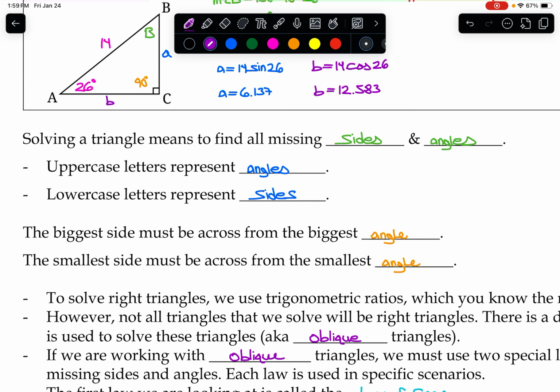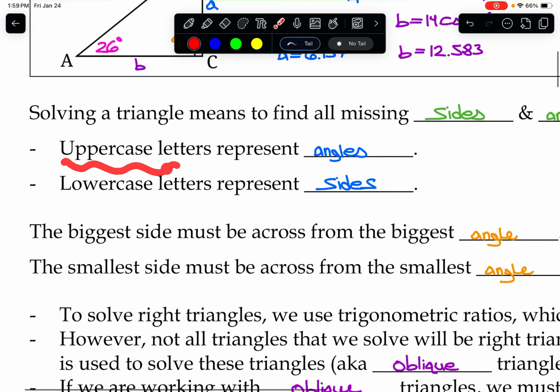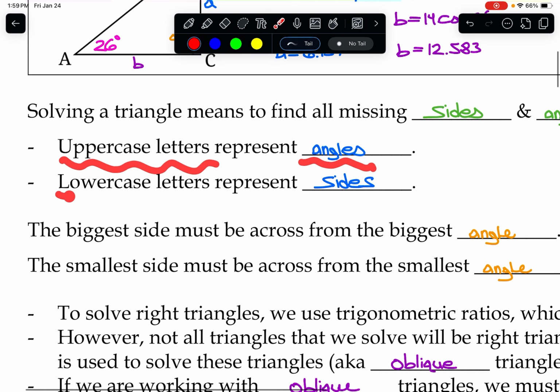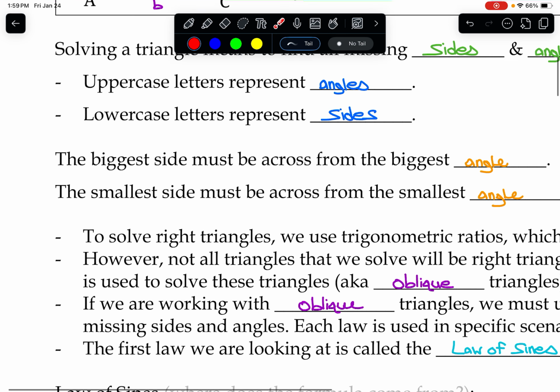Whenever we're solving triangles, that means you need to find all the missing sides and all the missing angles. Some important info you need to know is that your uppercase letters represent your angles, and your lowercase letters represent your sides. It's a very small detail, but it is very important. Another important detail that is often overlooked, especially in applications later on, is that your biggest side is going to subtend, and be across from, your biggest angle. The same idea applies to your smallest side: it's going to be across from your smallest angle.